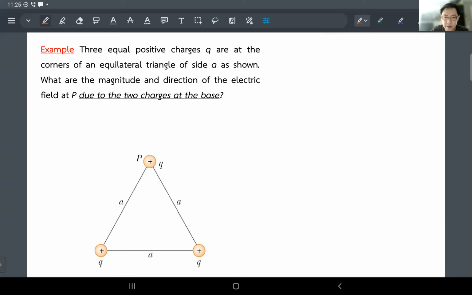You see where it goes here? That's not bad. All right, so all you need to do is just figure out the net electric field at point P due to the other 2 charges. We never find the electric field right on the charge. We don't talk about that.